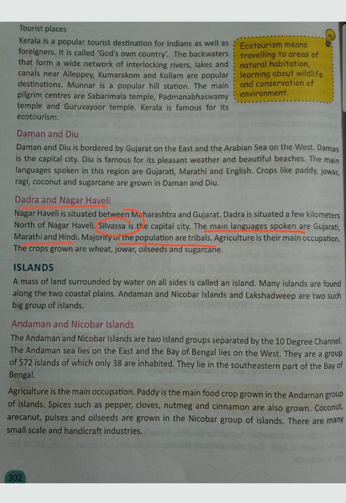The majority of the population are tribals. Agriculture is their main occupation. So what is the main occupation? Occupation means work. What is the main occupation of the people living in Dadra and Nagar Haveli? Agriculture. The crops grown are wheat, jowar, sugarcane, and oilseed.